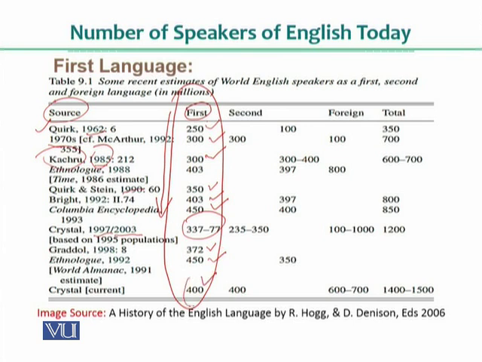And why is this a significant figure for us? Because there is a general consensus that if we think in today's world how many speakers of English are using it as a first language, this is a number that is considered to be a modest estimate, and this is what has been agreed upon.